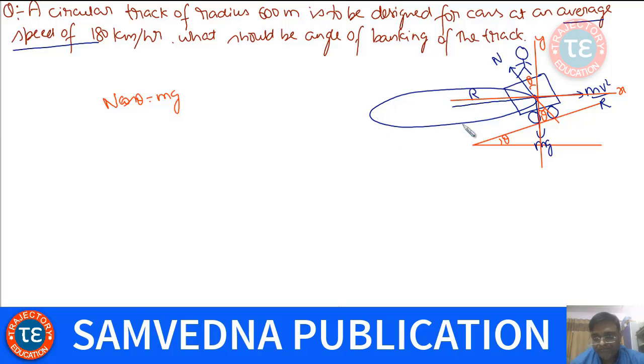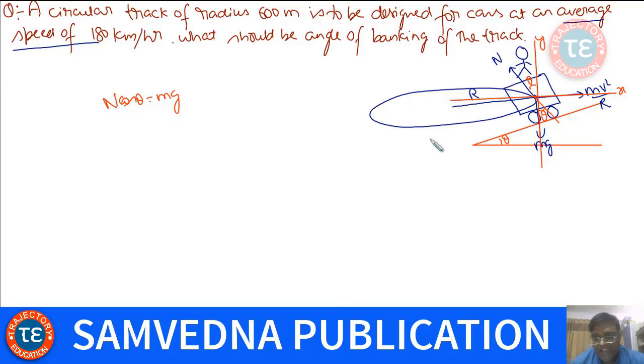This is a track, right? So I want that there is no radial motion, there is no skidding. Radial motion means it is going to skid, right? I want the vehicle to move in this direction, in this way, right?